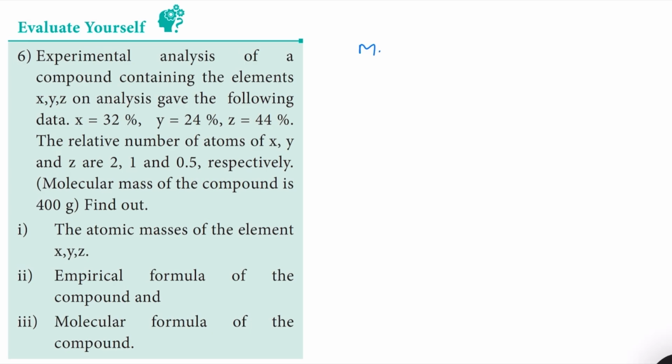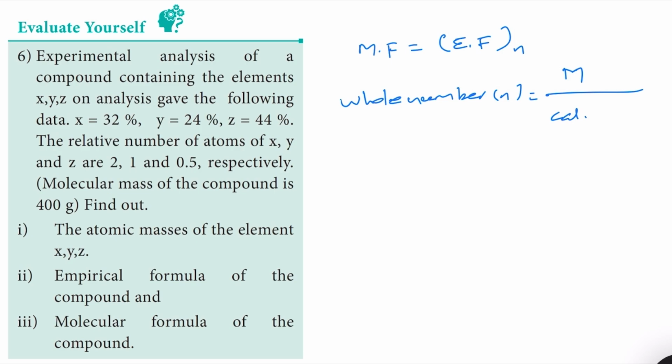We know that the molecular formula is equal to the empirical formula times the whole number n. The whole number n is equal to the molar mass of the compound, that is given here as 400 grams, divided by the calculated empirical formula mass. So, we need to first determine the empirical formula so that we can find the empirical formula mass.